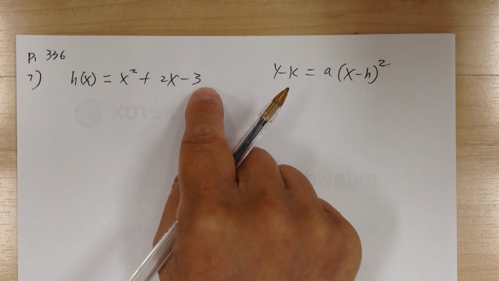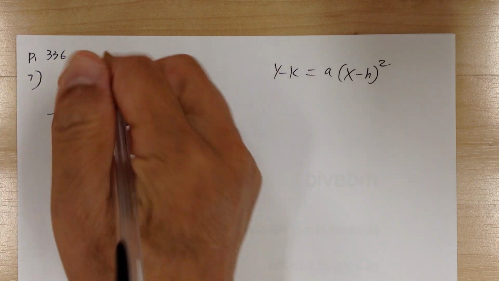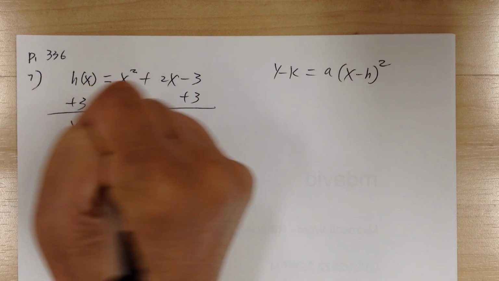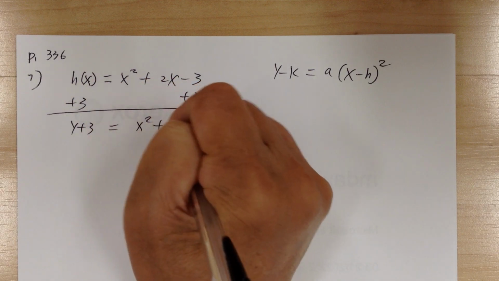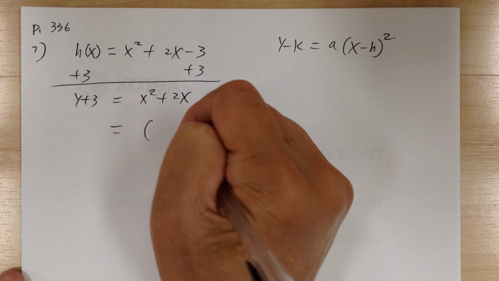So to complete the square, first we have to get rid of this number. So let's go and plus 3 first. You're going to get y plus 3 equal to x squared plus 2x. Then after that, you're going to get your template ready.